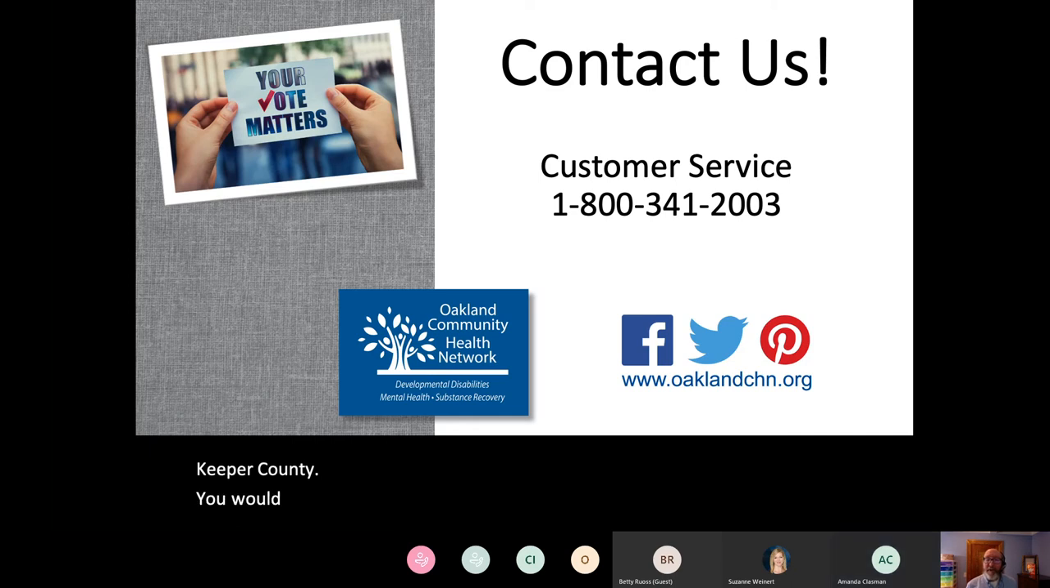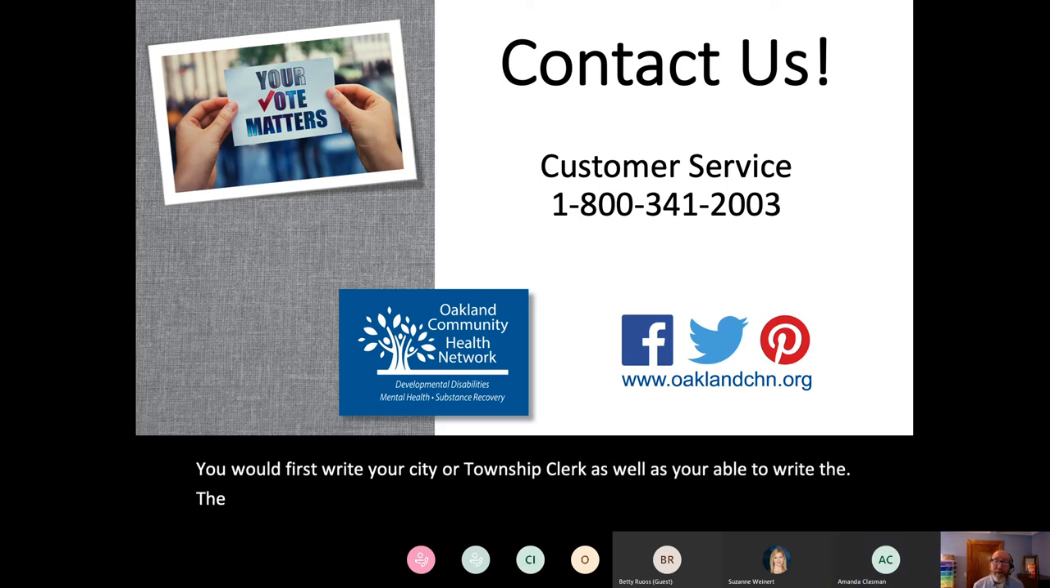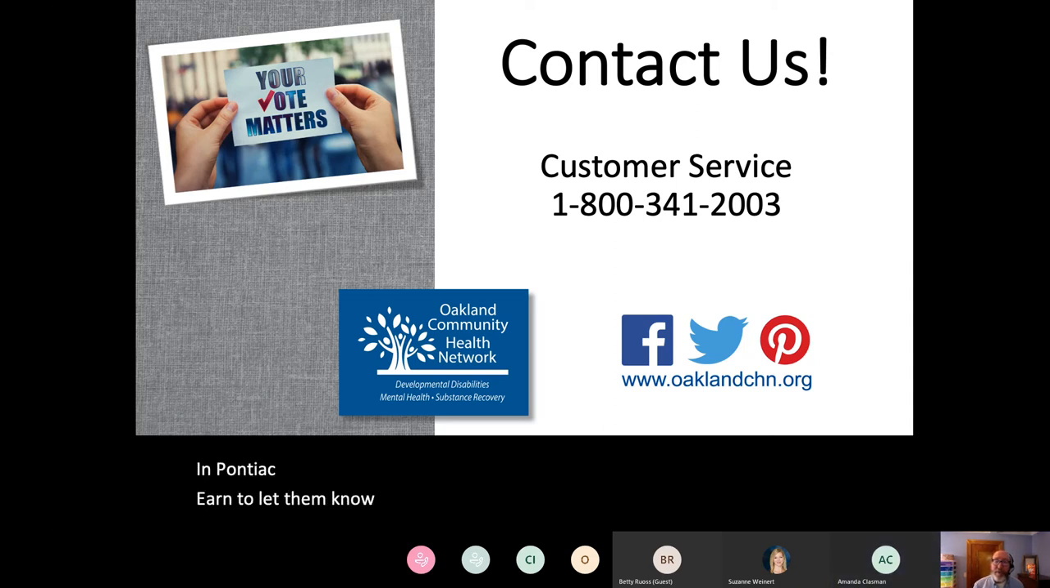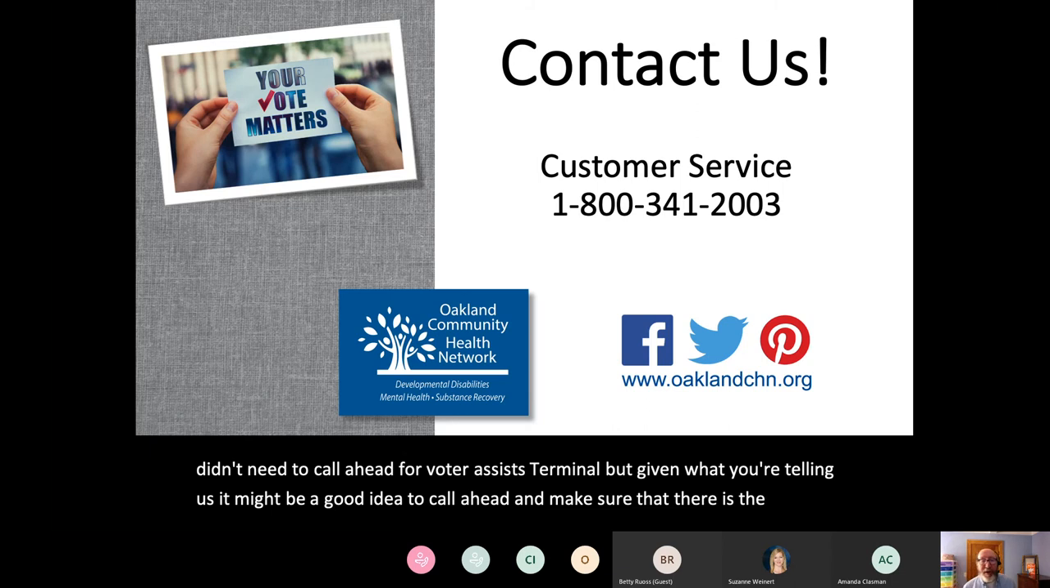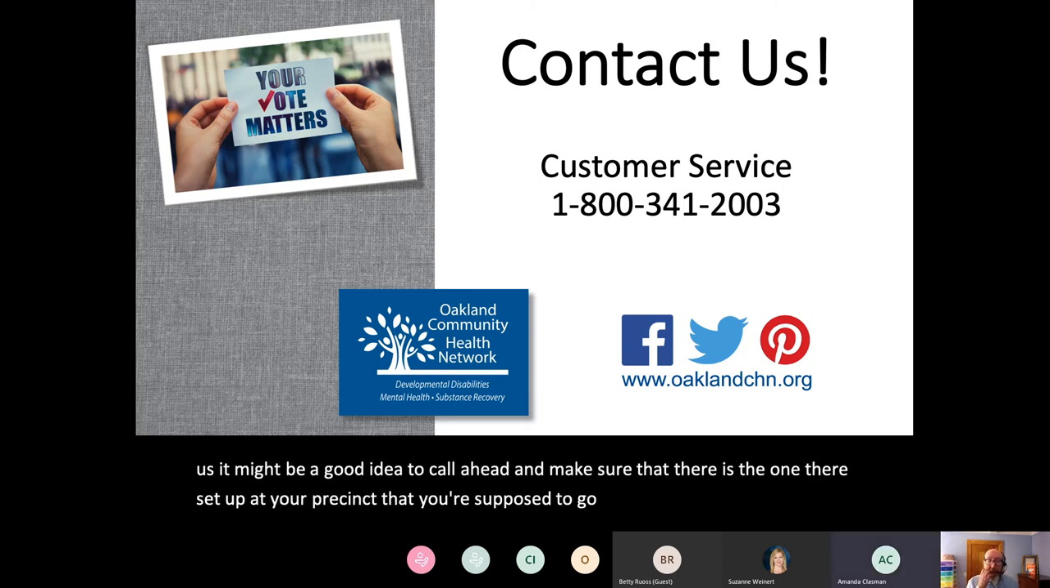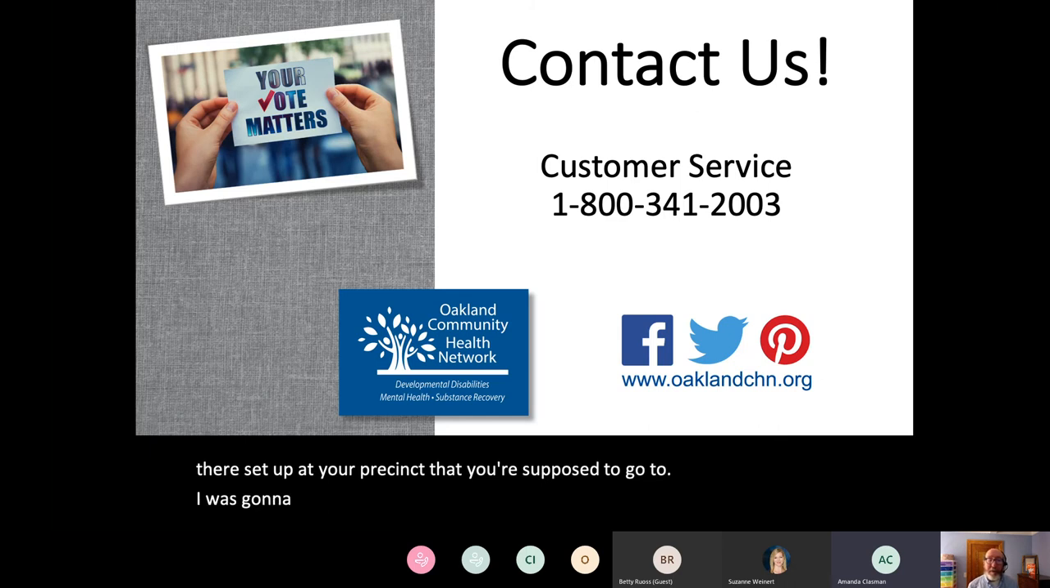You would first write your city or township clerk, as well as you're able to write the county clerk in Pontiac, trying to let them know of those problems, right? And we did say that you didn't need to call ahead for a voter assist terminal, but given what you're telling us, it might be a good idea to call ahead and make sure that there is one set up at your precinct that you're supposed to go to. Yeah, I was going to suggest that they do try to call ahead, just because I did see that instance and I felt bad for the lady. Yeah, calling ahead might be smart. Unfortunately, they're supposed to have them all set up, but just so you can save yourself some trouble.